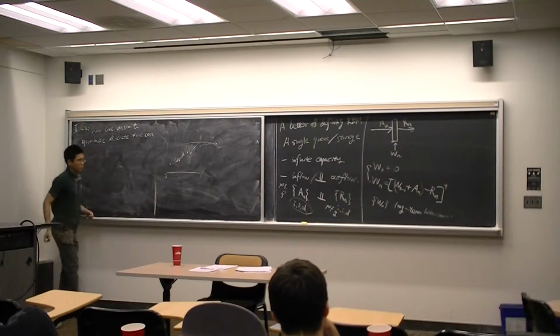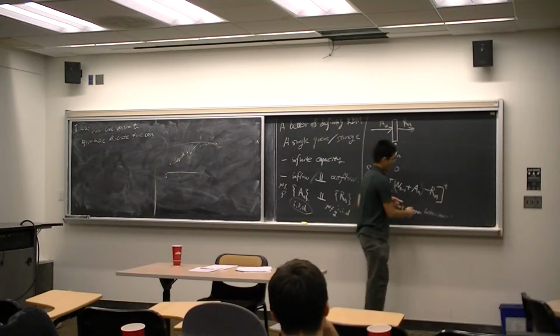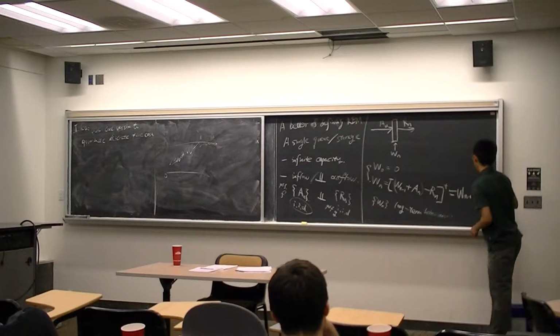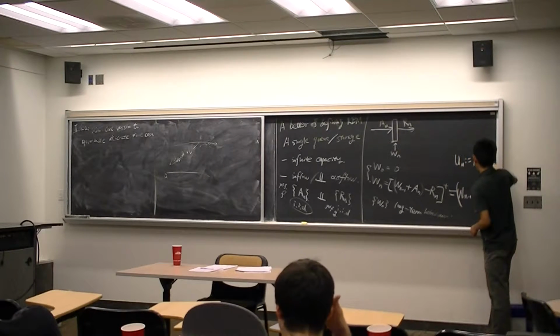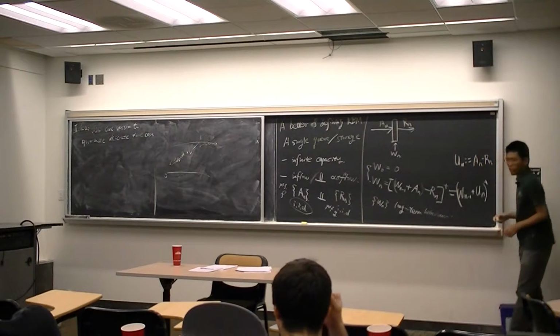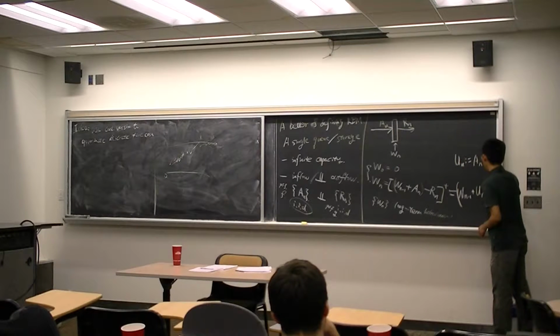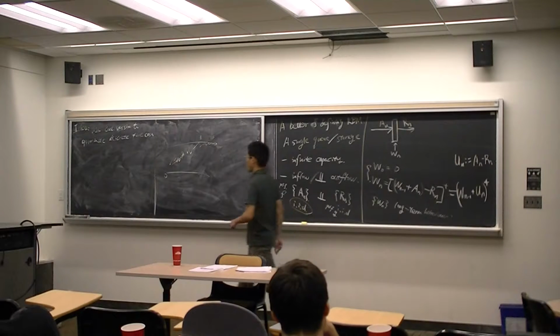So now, if you think about this, I should write it as W_{n-1} plus U_n. And U_n is defined to be the difference of A_n and R_n. And then if I drop the plus sign, then what would the process look like?